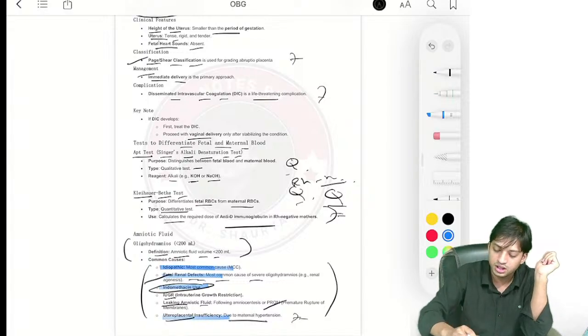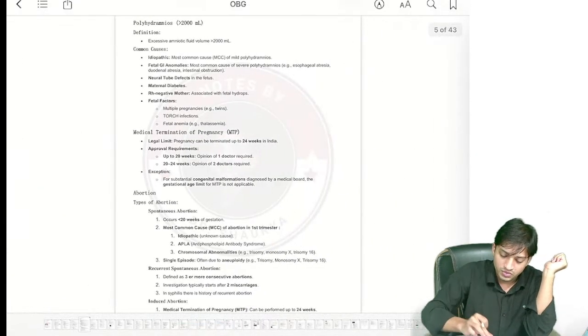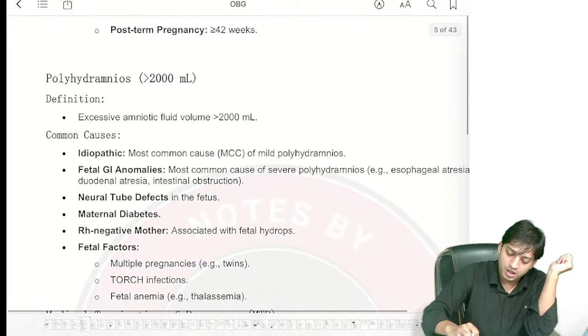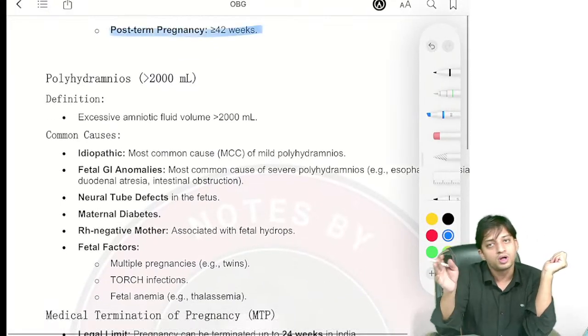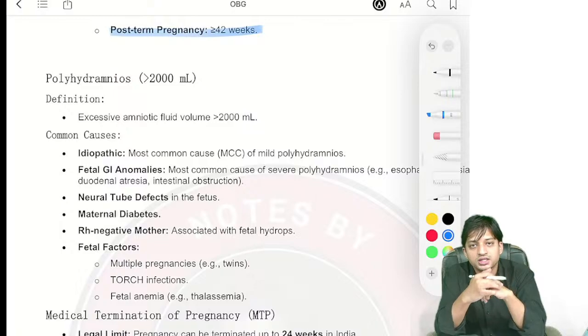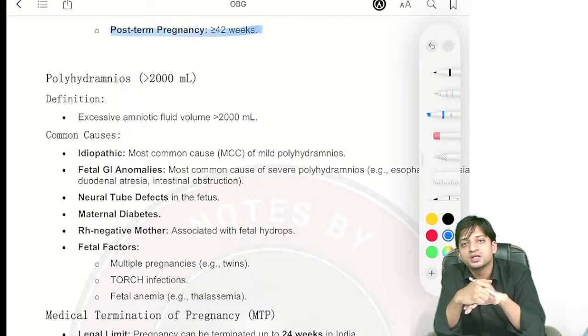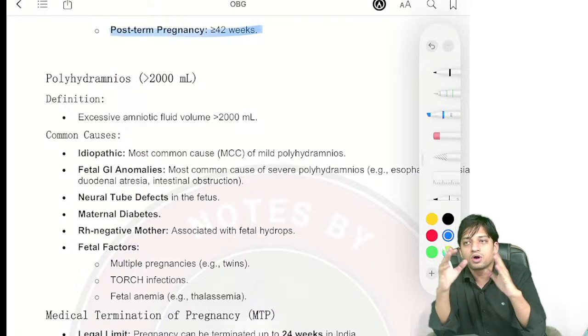We will be giving you the notes. Now, you already know post-term pregnancy. You also know that beyond 42 weeks of pregnancy, it will always be post-term pregnancy. So the fetal size will increase and the amniotic fluid volume will decrease.